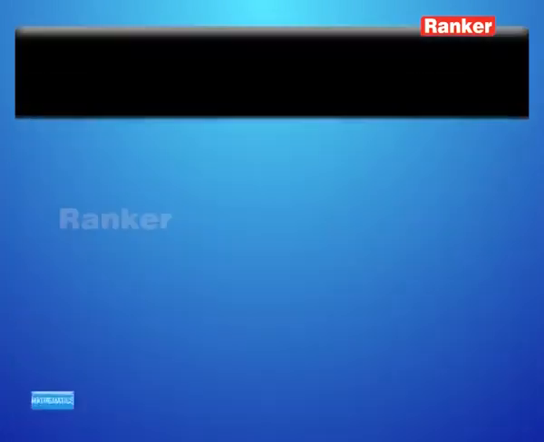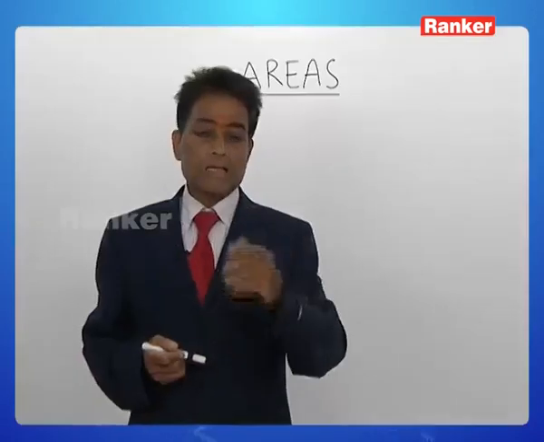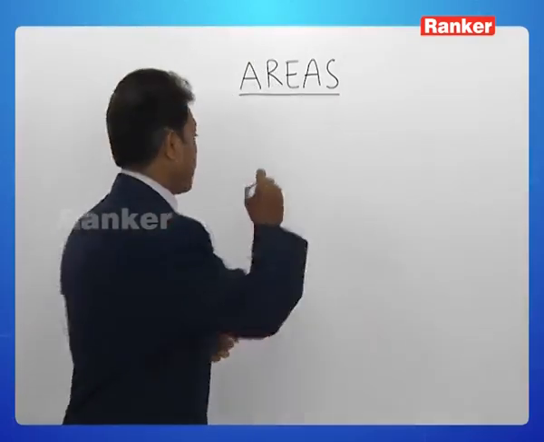Next question, question number 14. The area bounded between the curve y is equal to cos ax, one arc of the curve. What is the area? Only one arc. Let us see what is the right answer. First option is given 2a, B is given 1 by a, C is given 2 by a, and D is given 2a square. So what is the right answer? Let us see. Question number 14.